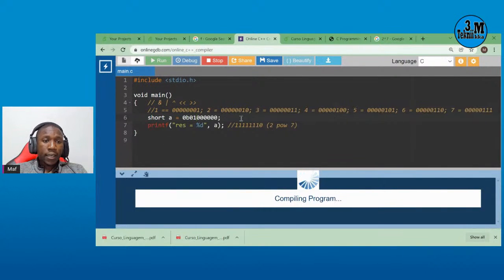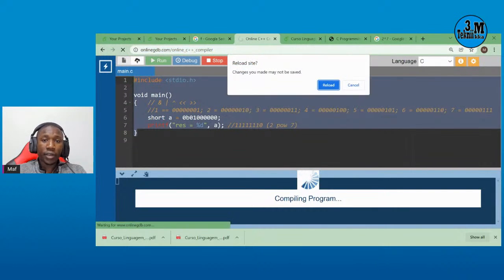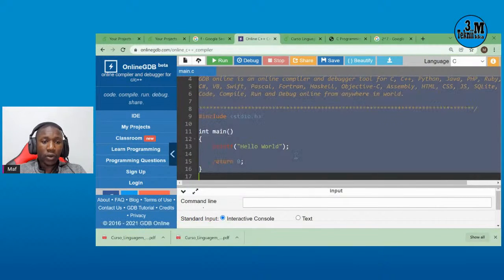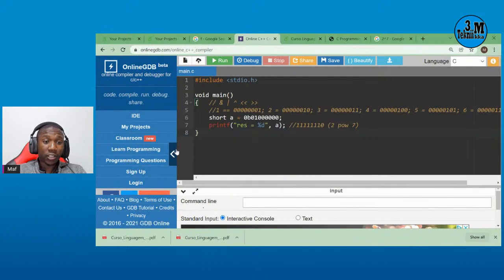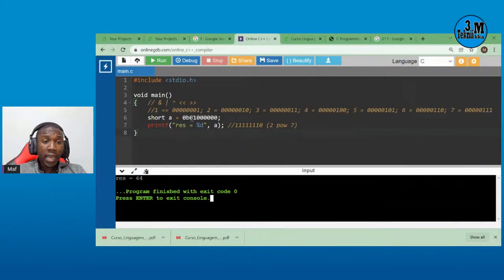Oh, it's crashing. I don't like this because it's crashing. Let me copy the code so I can refresh this. I don't like when that crashes. Yeah, that was crashing, but we have our 64 right now. This is 64, and then we have this 128 that we saw before. 128. This is 1, 2, 3, 4, 5, 6, 7, 8.